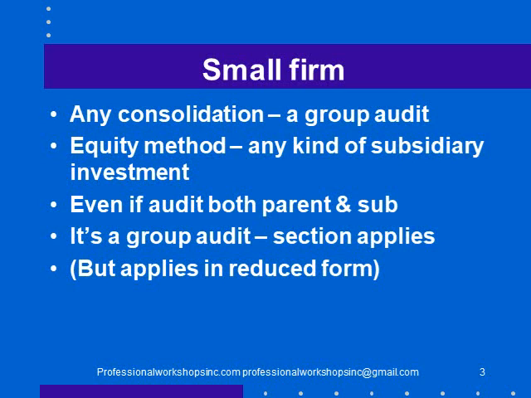And it remains a group audit, and the group audit section applies even if the small firm audits both the parent and the sub, or also audits the division. It's a group audit, the section applies. But before you panic, it applies in a reduced form. And when you see what the reduced form is, you will say, well, actually, that's just kind of a common sense way to do the audit of a parent company that has a consolidation. That just kind of makes sense to me. So I think you'll see what you have to do isn't that onerous and probably a good idea anyway.